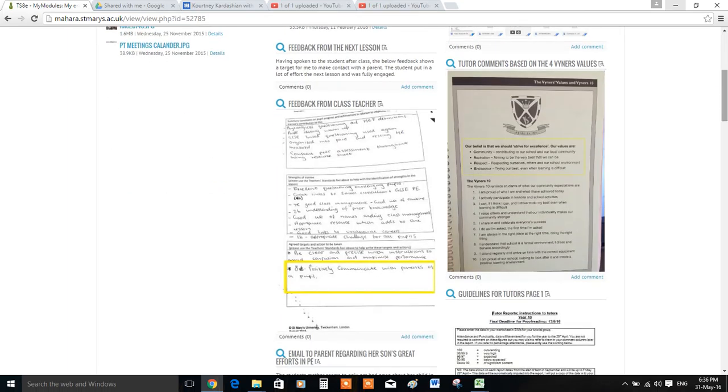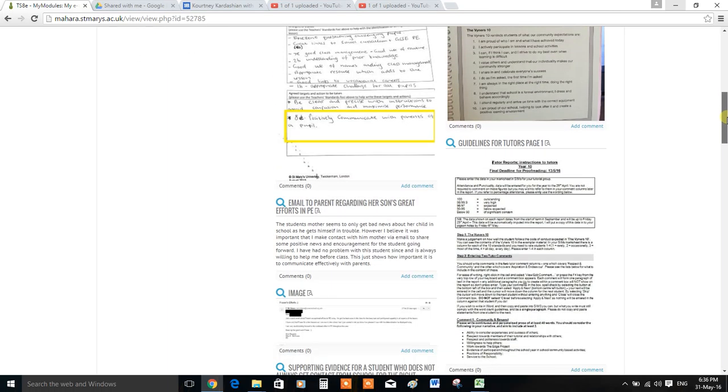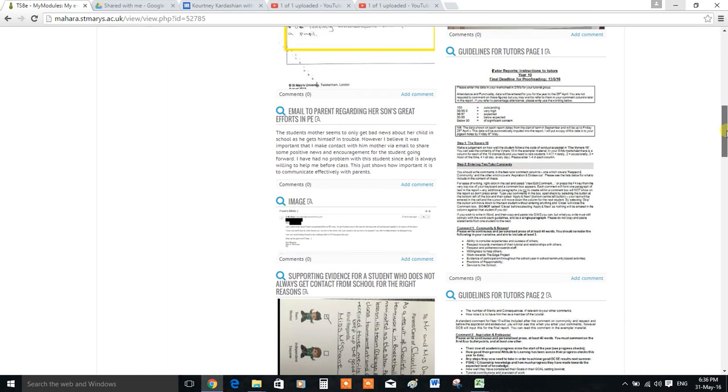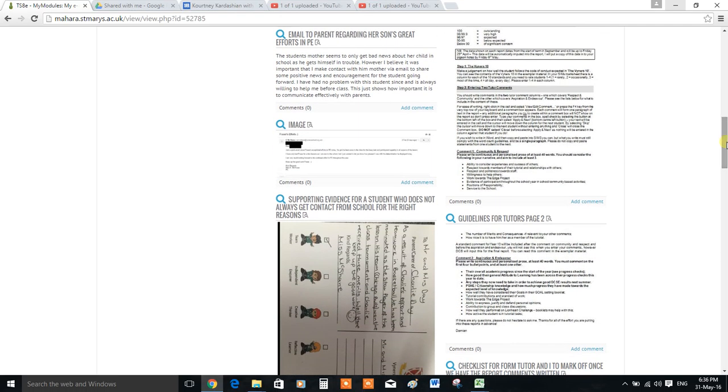Each of the comments is based on the Viner's 4 values, so community, aspiration, respect and endeavour. This is the guidelines sent to us to help us write the comments. The first comment is based on community and respect, so you comment more on the student's personality and what you have observed or heard of them achieving throughout the school.